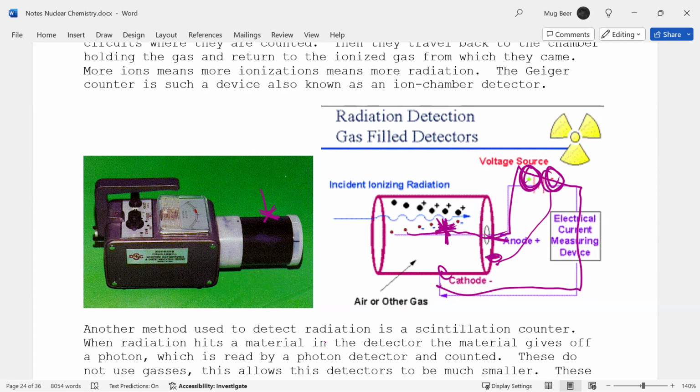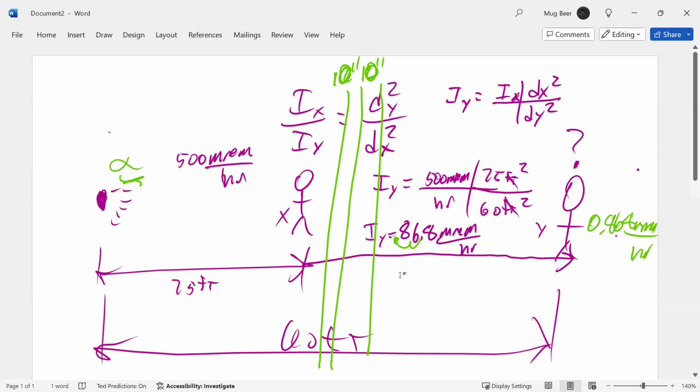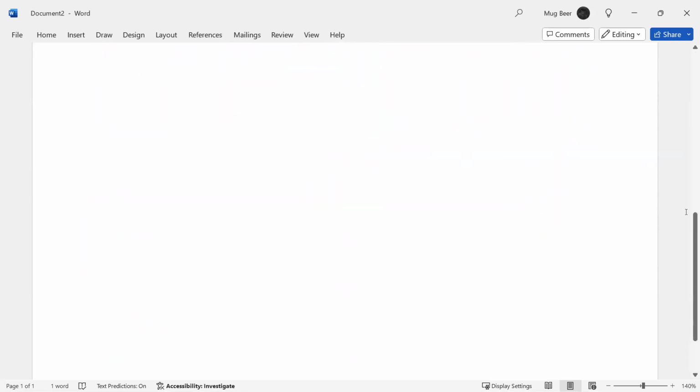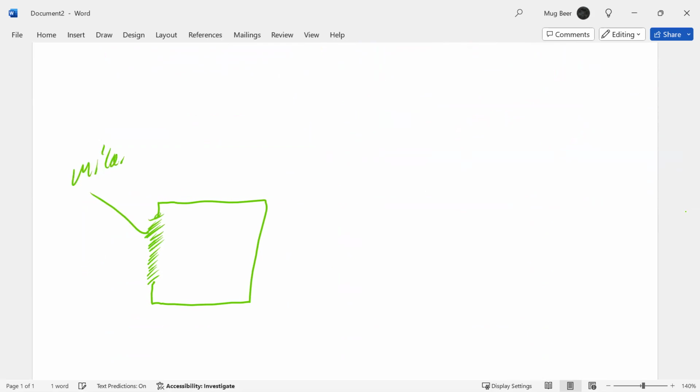So I have to come up with a completely different detector, and I will give you a terrible drawing. So here's my terrible drawing. This is called the scintillation detector. This is Mylar. Do we know what Mylar is?